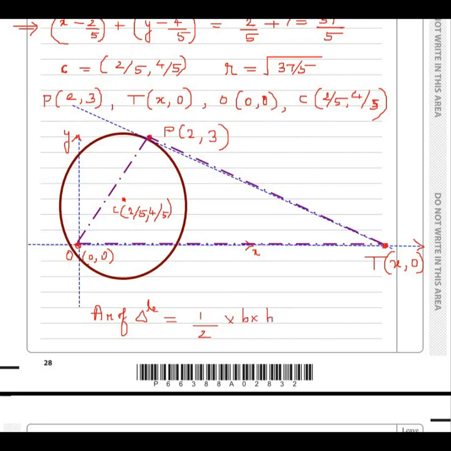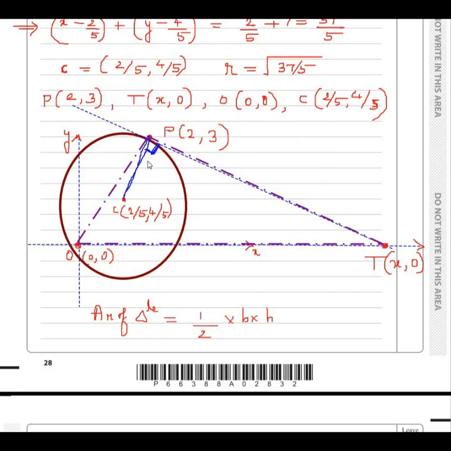As we know from the property, CP is a radius, because C is the center of the circle and P is a point on the circle. So it becomes the radius, and the radius always makes a 90 degree angle with the tangent this way. So if we find the slope of CP, then we can easily find the gradient of this tangent.